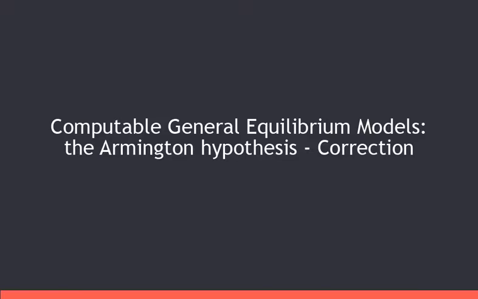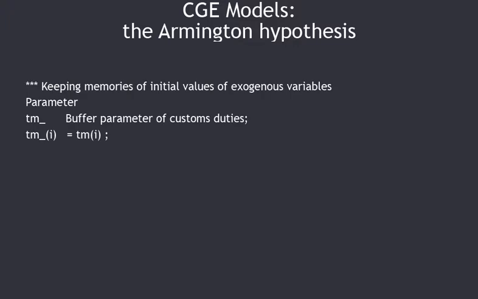Here is how to implement a liberalization shock in this new CGE model that includes the Armington hypothesis. So I start by keeping a record of the initial values of the exogenous variables, that is to say the ones I will change with the shock studied here. I remind you that by exogenous variables, I mean variables that are changed by the modeler externally to the model and which are therefore not explained by the model. So here the shock will concern the customs duty on imports.